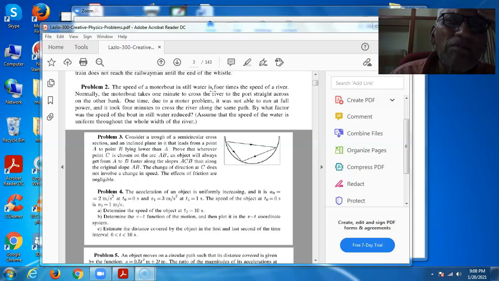One time, due to a motor problem, it was not able to run at full power and it took 4 minutes to cross the river along the same path. By what factor was the speed of the boat in still water reduced? Assume that the speed of the water is uniform throughout the whole width of the river. So this is the problem. Let us discuss the solution.